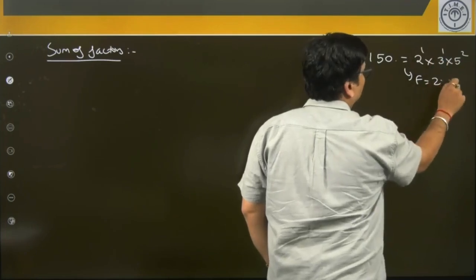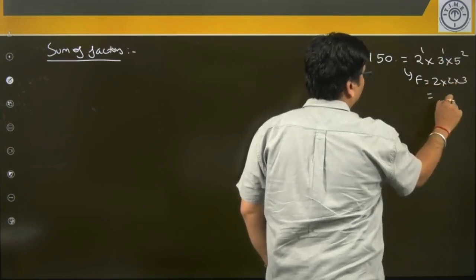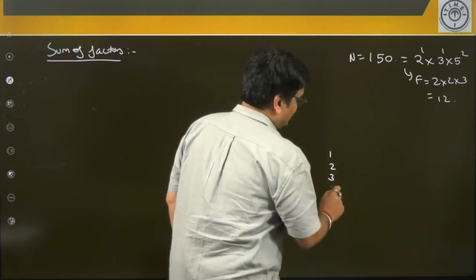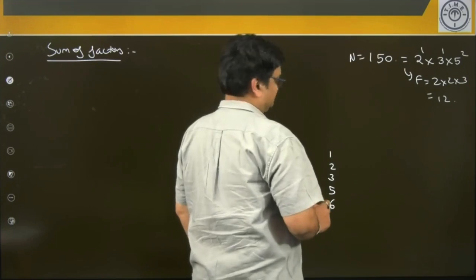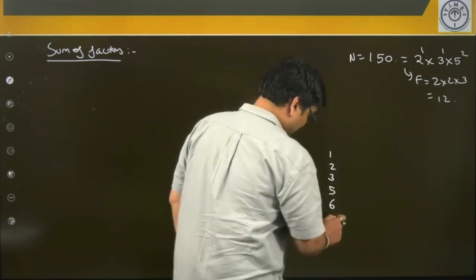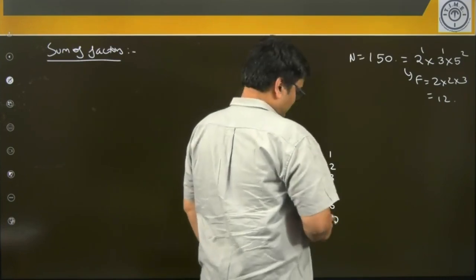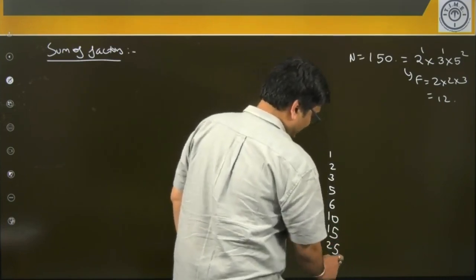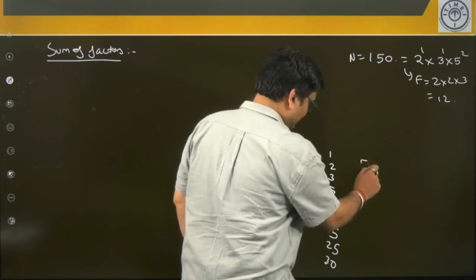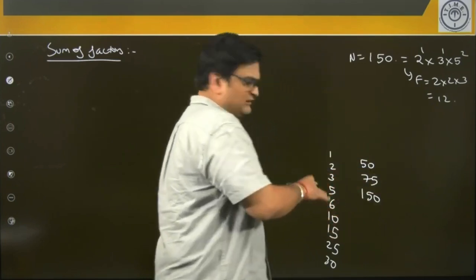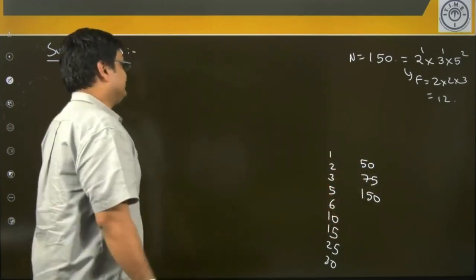One plus 1, 2 into 2 into 3, which is 12 factors. Now what are the 12 factors? 1, 2, 3, 5 is there, 6 is there, right? 7, 8, 9, 10 is there. Then you get 15, then you get 25, then you get 30, 50, 75 and 150. These are all the 12 factors that we have.